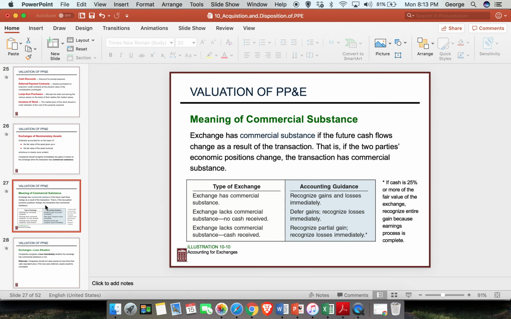So if it has commercial substance, then all gains and losses are recognized immediately. If it lacks commercial substance and no cash is received, defer gains, but recognize losses. If the exchange lacks commercial substance but cash is received, you will recognize a partial gain based on the cash you received. So you allocate a portion of that cash received to the gain.